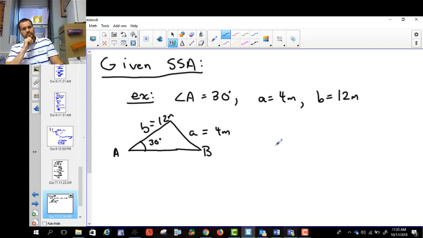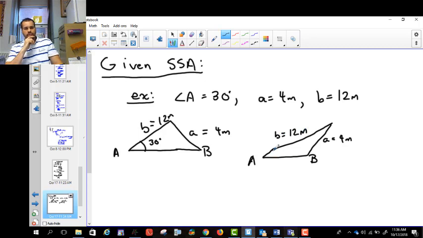The other option, possibly, potentially, is that the triangle could look like this. Okay, where this is A, this is B, this is side a, which is 4 meters, this is side b, which is 12 meters, and this is 30 degrees. And what we're saying is we could either have an acute angle for B, or we could have an obtuse angle for B. All right?